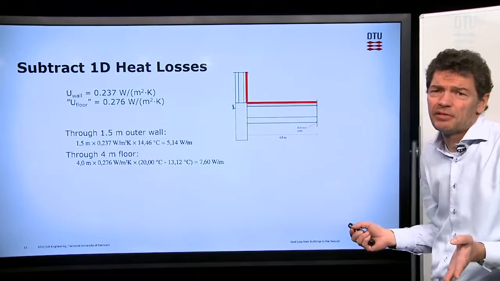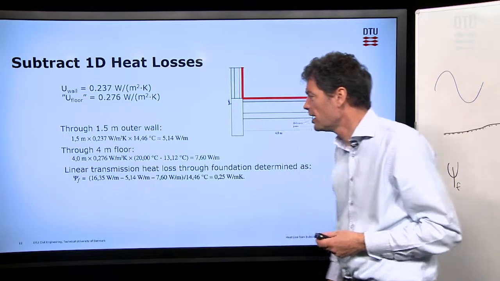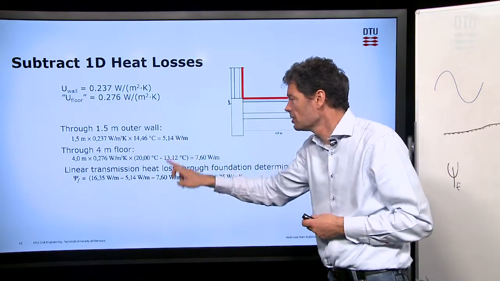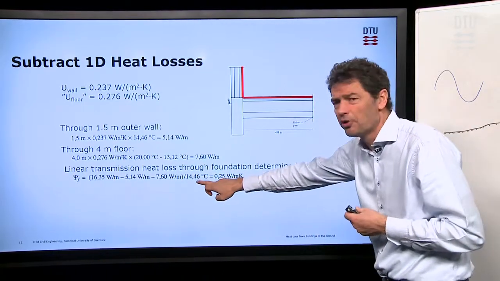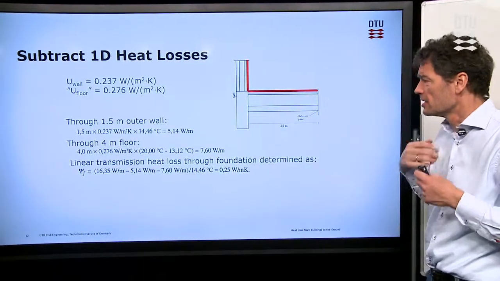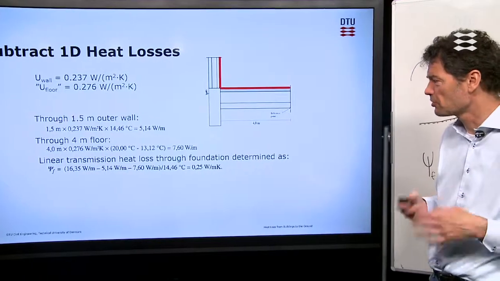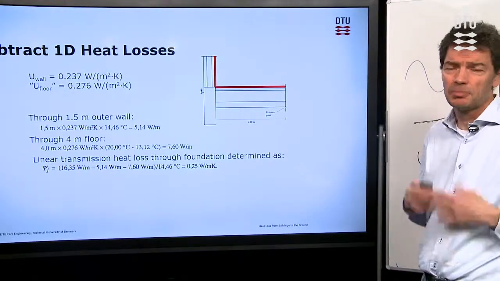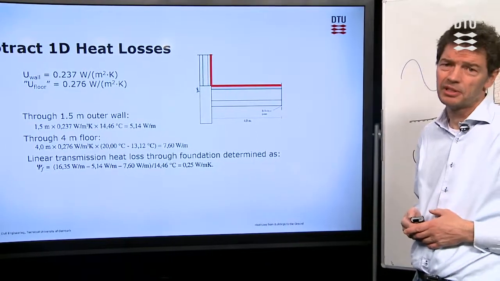That is if we had calculated things only one-dimensionally, but our program had calculated also more correctly, so it got 16.35, and we subtract the one-dimensional heat losses from that, then we get the difference, and we calculate that difference per degree difference between indoor and outdoor temperature. Then we get a specific heat loss as a linear transmission heat transport coefficient for the foundation, CF, of 0.25 watts per meter Kelvin.